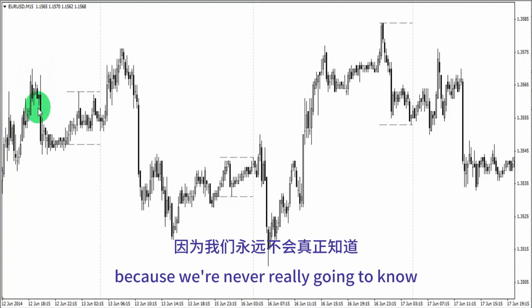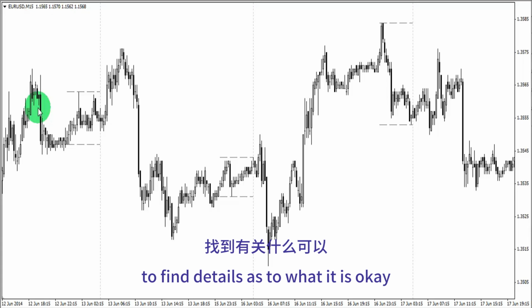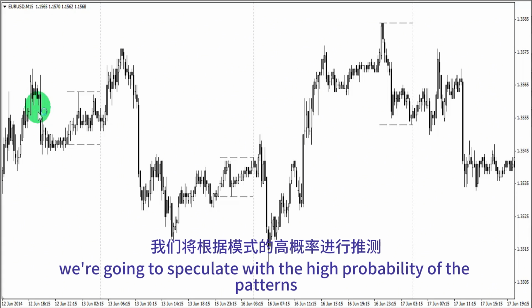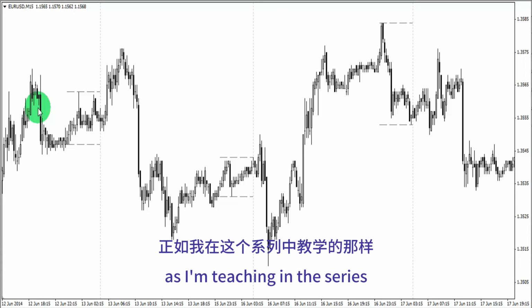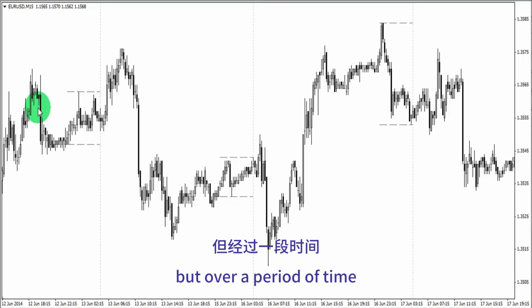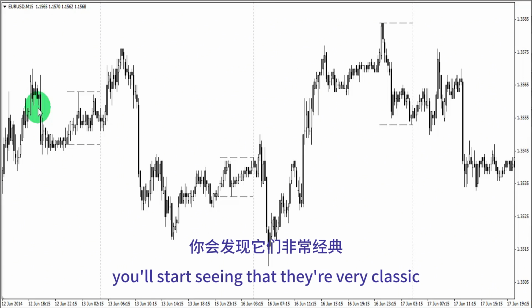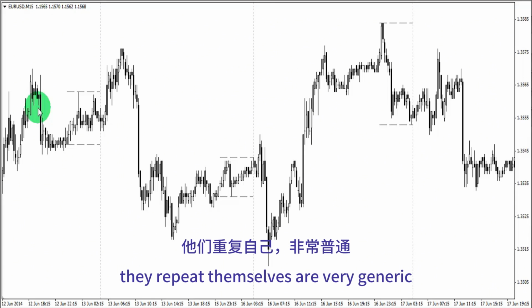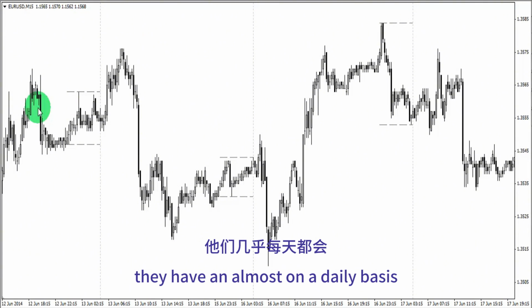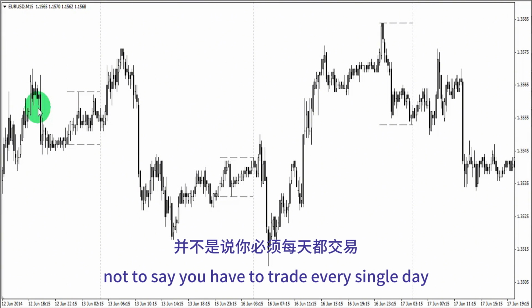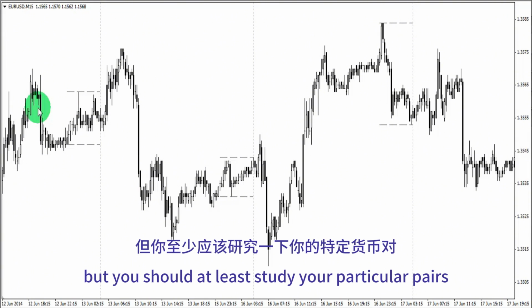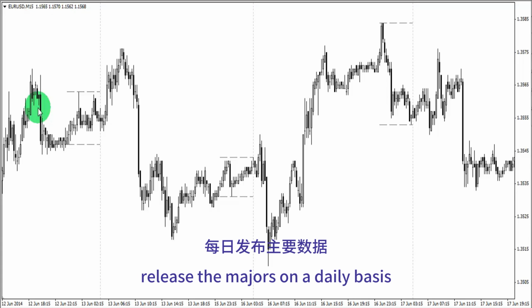We're never really going to know the fine details as to what it is. We're going to speculate with the high probability of the patterns and the tactics and tricks that they use, as I'm teaching in this series. Over a period of time, you'll start seeing that they're very classic. They repeat themselves. They're very generic. They happen almost on a daily basis. Not to say you have to trade every single day, but you should at least study your particular pairs, or at least the majors, on a daily basis.